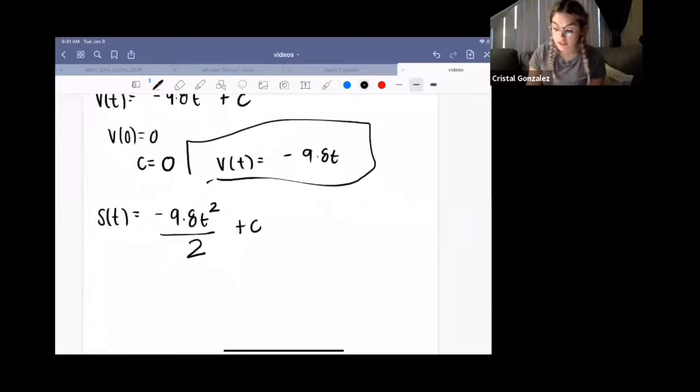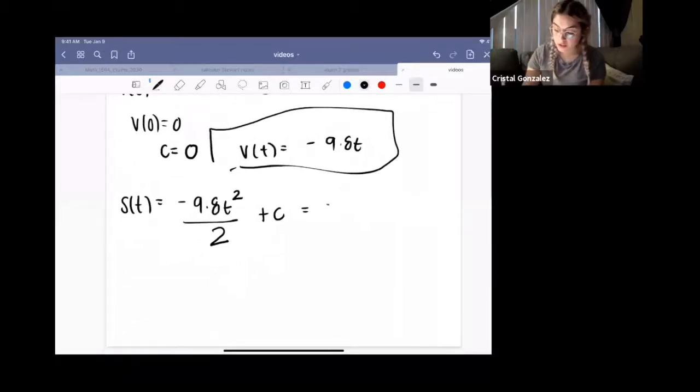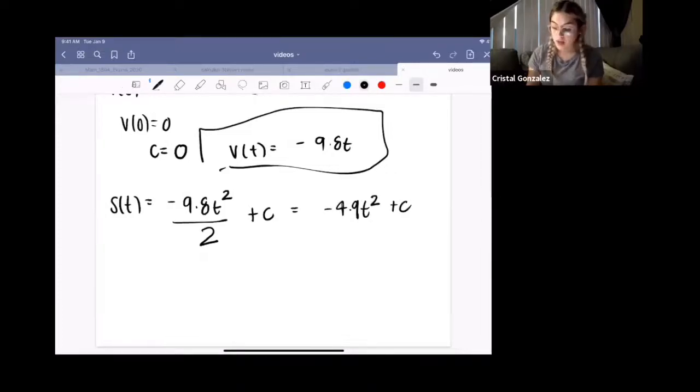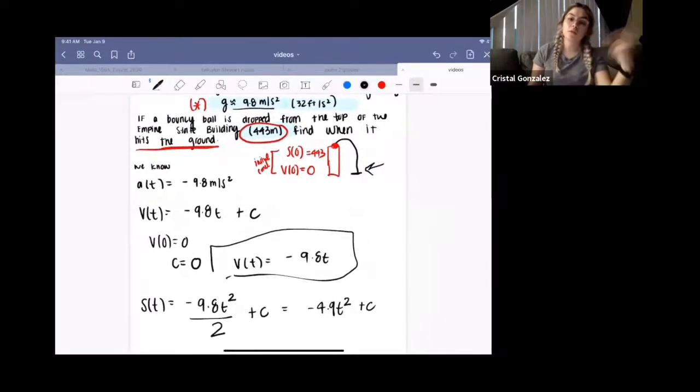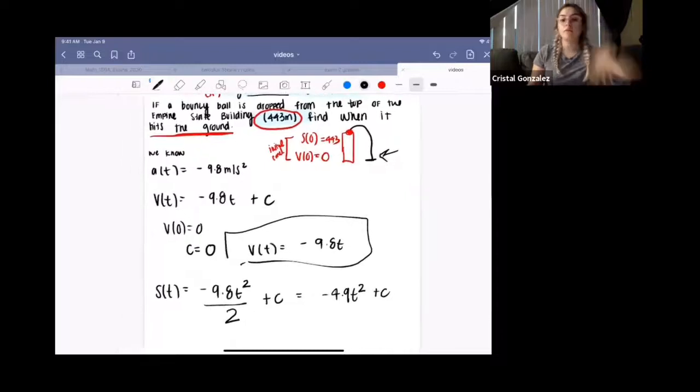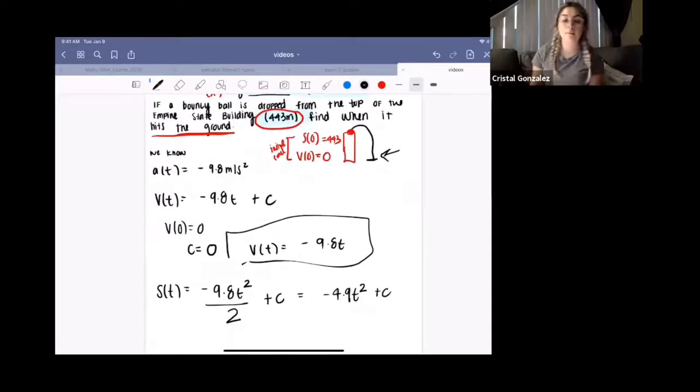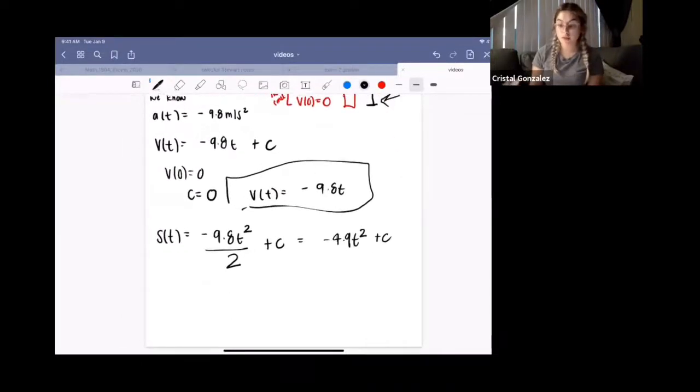And so if we simplify this, this is going to equal negative 4.9 t squared plus c. And remember that we know the initial condition for our position. Our position was initially at the height of 443 meters, so we can plug that in.